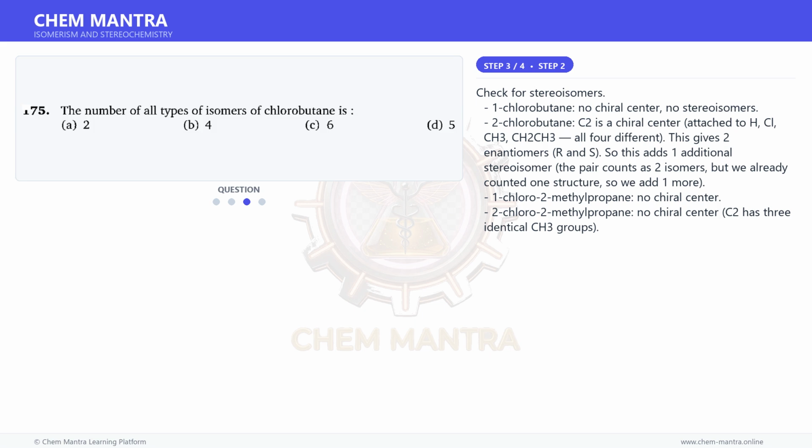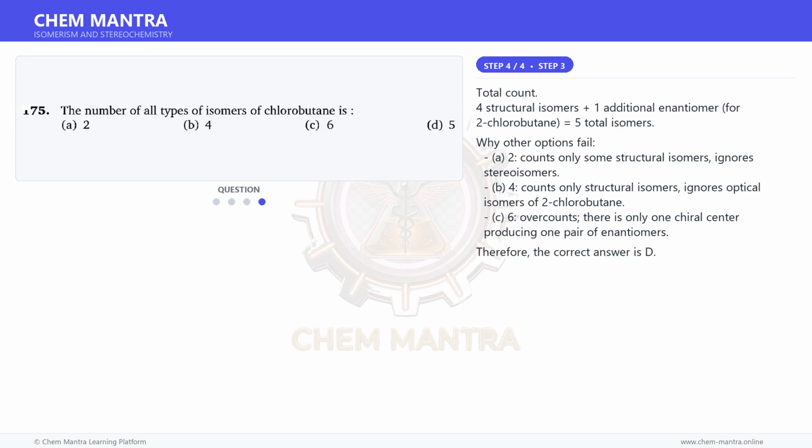1-chloro-2-methylpropane has no chiral center. 2-chloro-2-methylpropane has no chiral center, since C2 has 3 identical CH3 groups. And for the final step, total count: 4 structural isomers plus 1 additional enantiomer for 2-chlorobutane is equal to 5 total isomers.